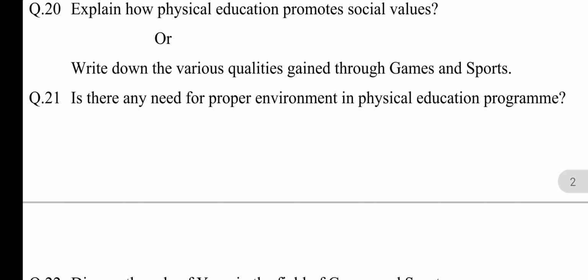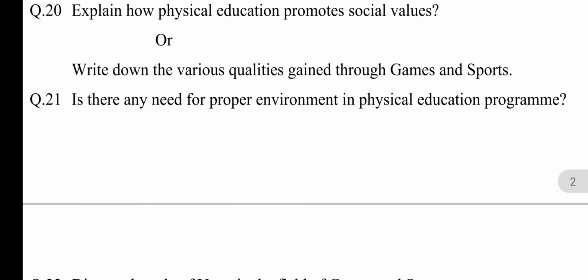Question number 20. Explain how physical education promotes social values. Explain means to make something clear. Promotes means to encourage. Social values such as freedom, respect, justice, community, and responsibility. This question is related to chapter number 3, sociological aspects of physical education.